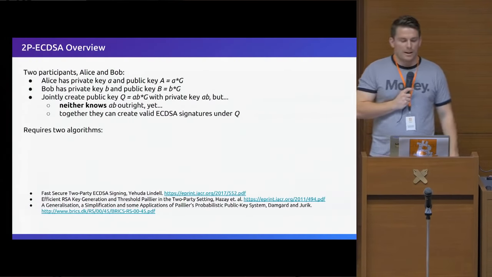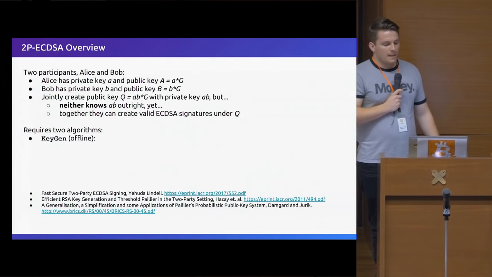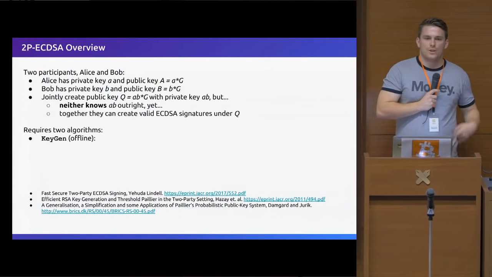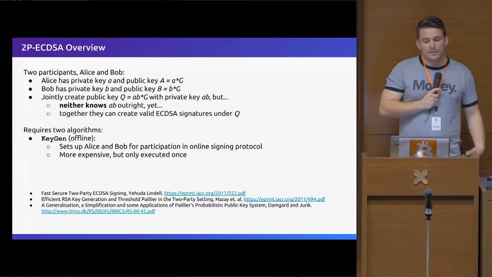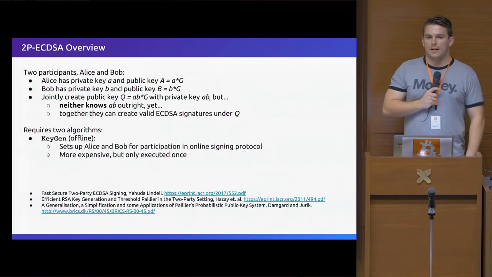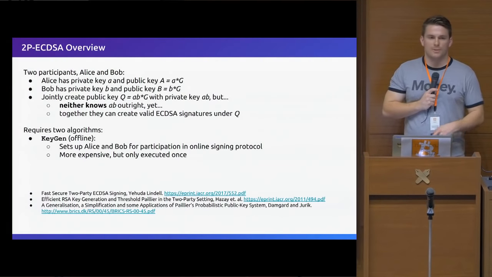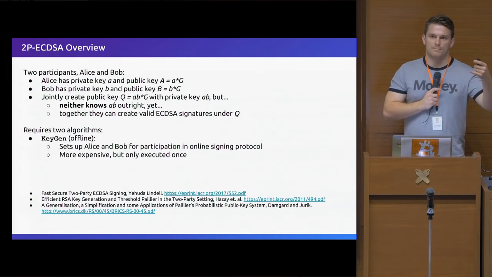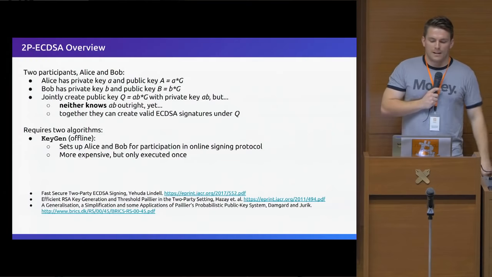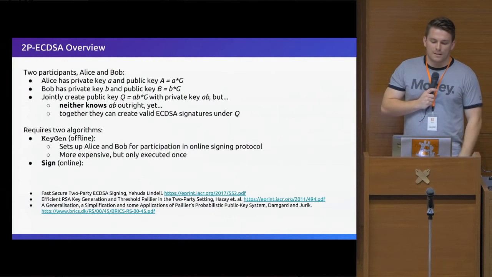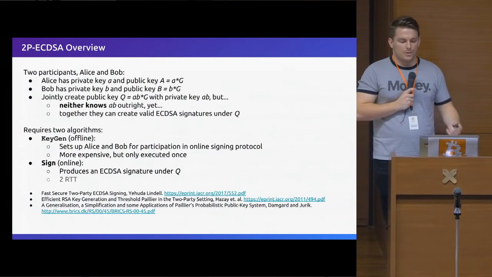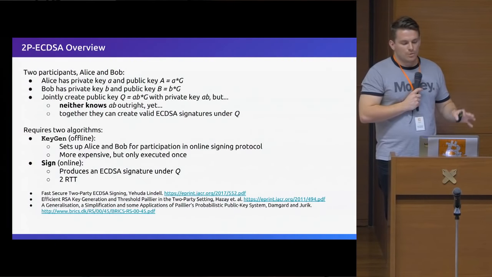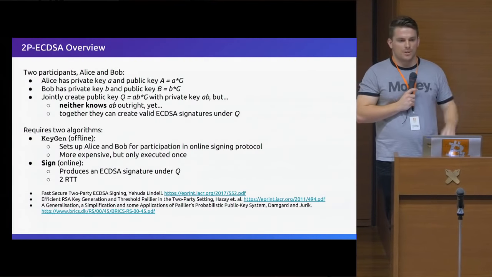There are 2 primary algorithms involved when doing 2P-ECDSA. The first is keygen, which is an offline protocol that is done once to set up the 2 parties' keys. It is fairly involved. It requires an additional crypto system even in order to get to the point where you can generate keys and sign. But like I said, it's only executed once. And then there's finally an online signing protocol, which is more efficient, produces a valid signature under Q, and is roughly 2 RTTs for just a regular signature, no scriptless scripts.